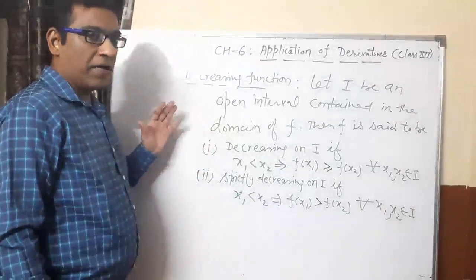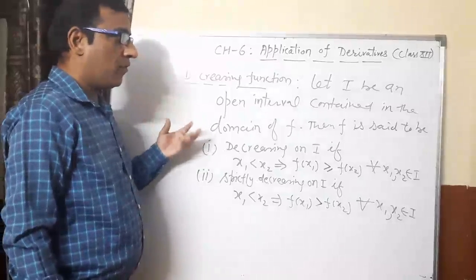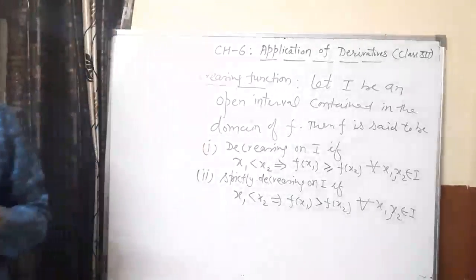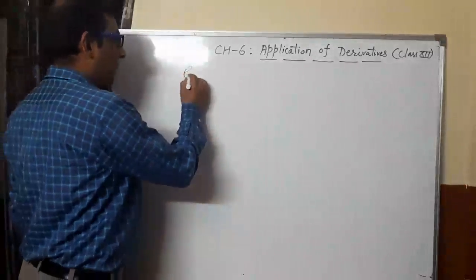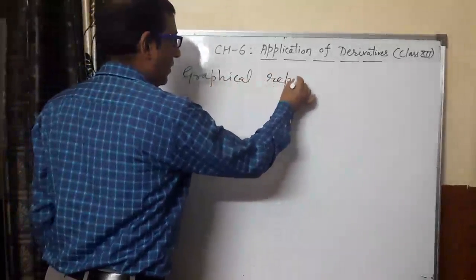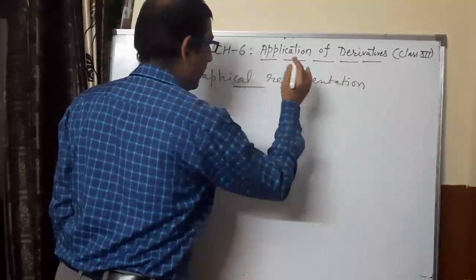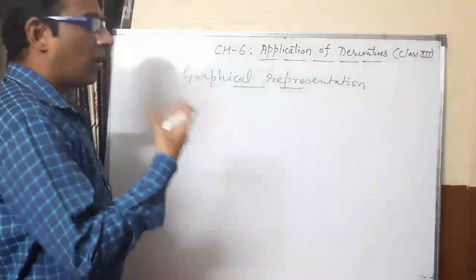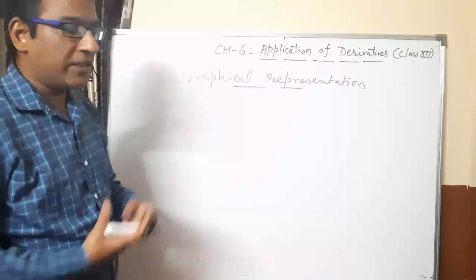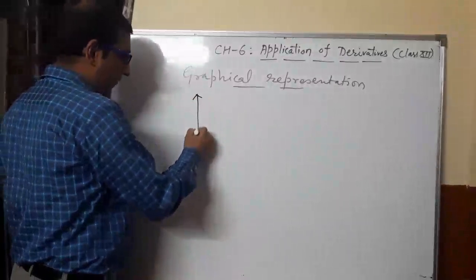Now I will make some graphs related to increasing and decreasing functions, so the concept or definition of these functions will be clearer to all of you. Now the graphical representation of increasing function and decreasing function. So how can we draw the graph? How can we say which graph is related to increasing or which graph is related to strictly increasing? So I am continuing with some graphs.